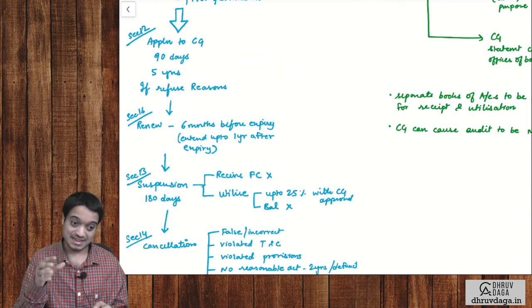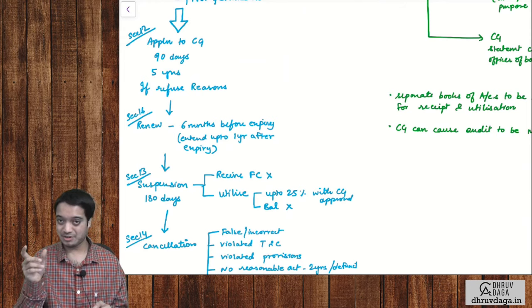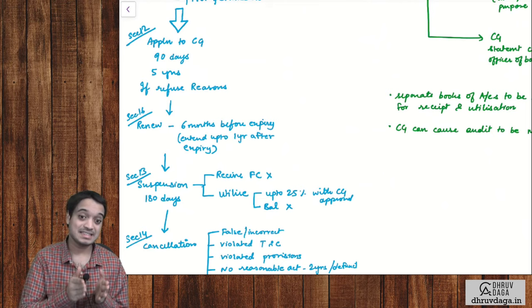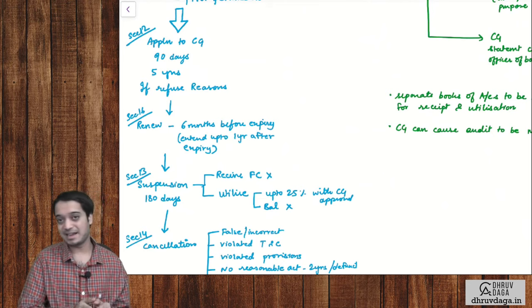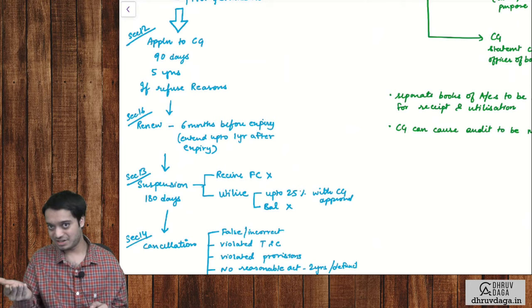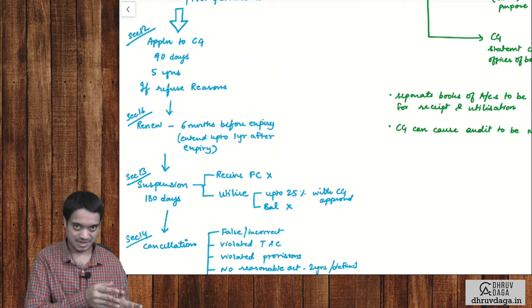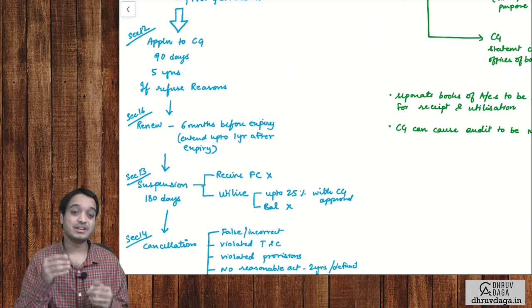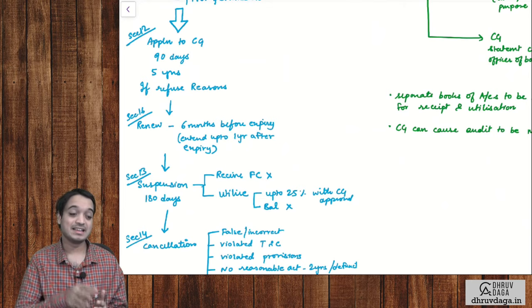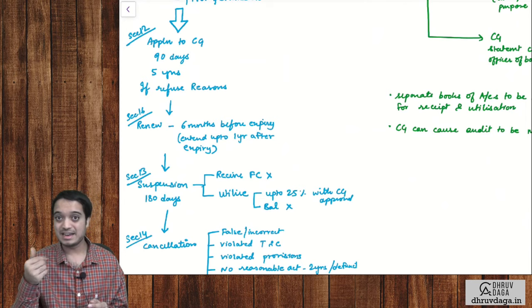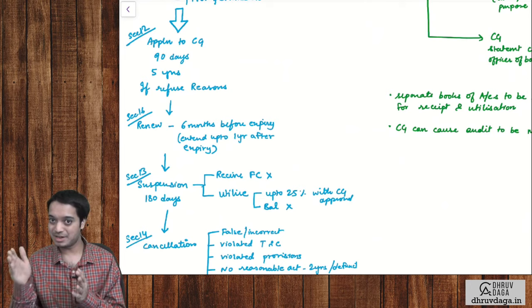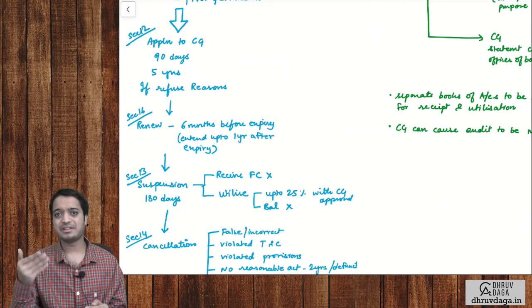Now this certificate needs to be renewed. 5 years was the duration. So this renewal of the certificate needs to happen at least 6 months before the expiry of the registration. Now, if you do not renew your certificate within such period, you will need to get a condonation of delay. Till when will condonation of delay be granted? For 1 year after the date of expiry. Till that period, you can still get a renewal. After that, you will need to apply for a fresh registration.